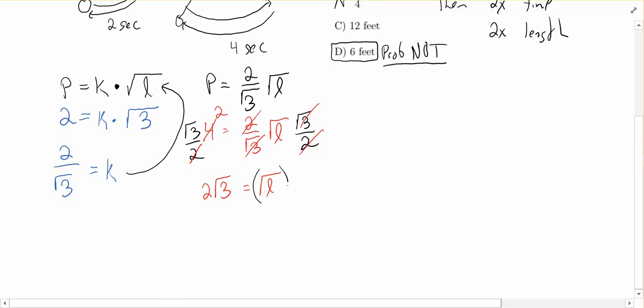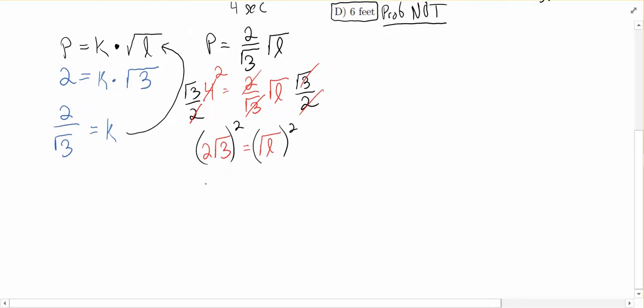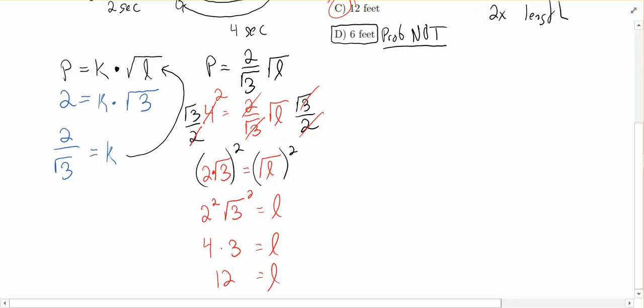Now to get the L by itself, I'm going to square both sides. And again, something tricky happens though, because now on the left, I need to remember to square the 2 and square the root 3 separately, because this is really our power over a product rule. So we end up with 4 times 3, which is 12. So we got the actual answer of 12 feet through the correct math of it. But I think you can agree with me that going with the common sense approach saved us a lot of time, and we got the right answer.